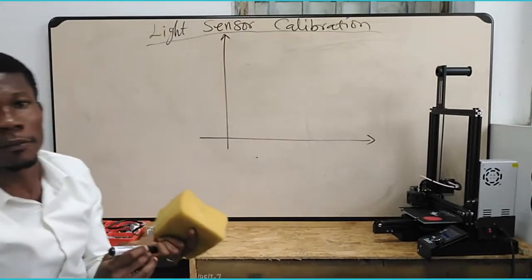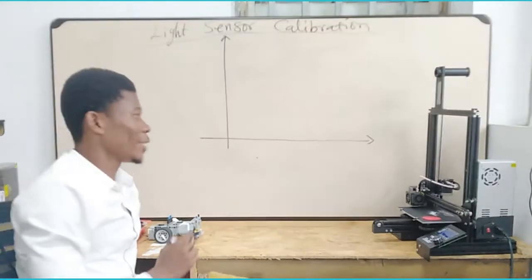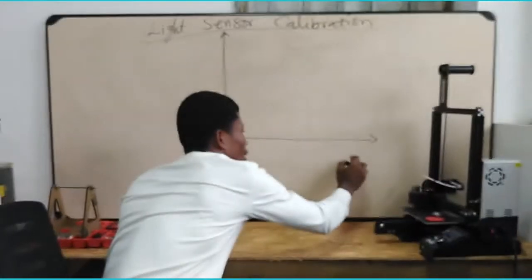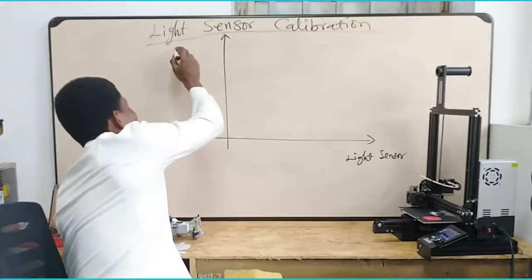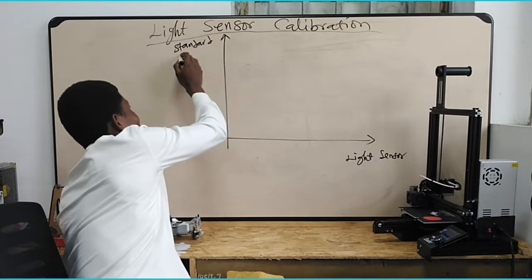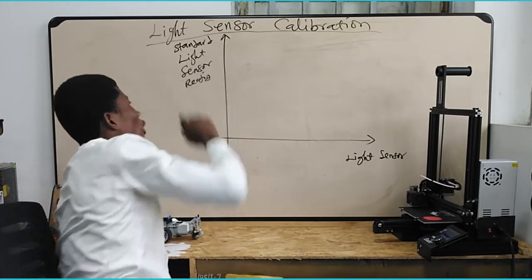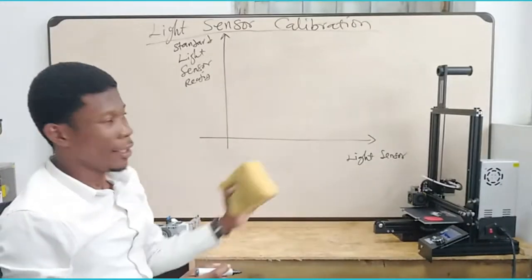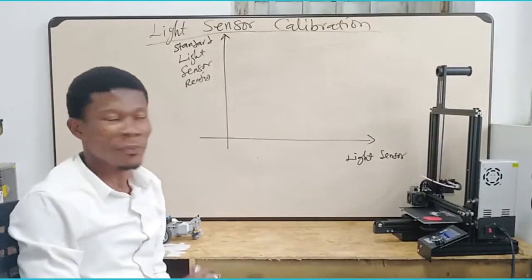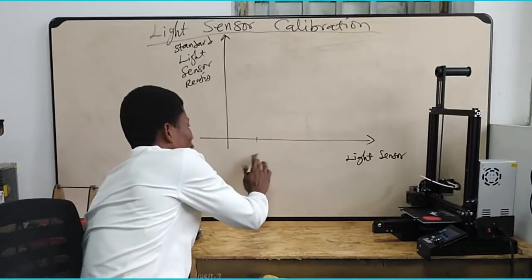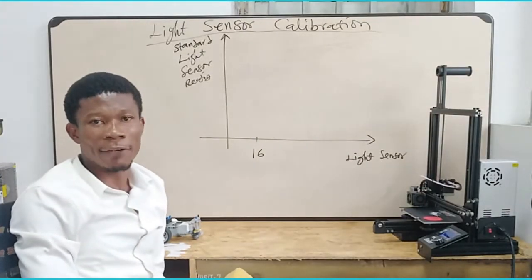So, light sensor calibration. Let us take these two axes. We have taken readings from our light sensor. We are going to plot our light sensor readings against the standard light sensor readings. If our light sensor were standard, what should we have been recording? We will plot that against what we are actually recording. So, we recorded 16 from our light sensor when we placed it fully on the black.